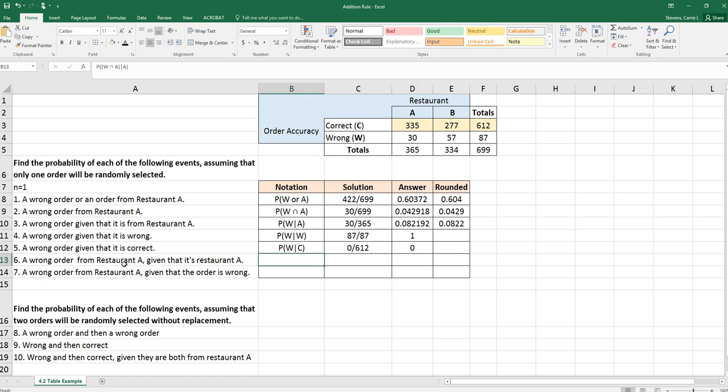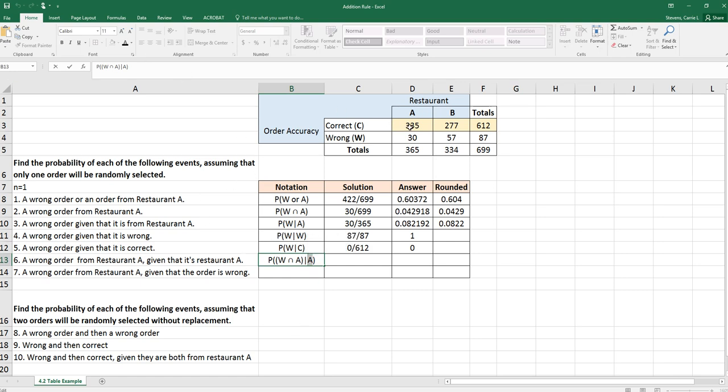Number 6, a wrong order from restaurant A given that it's restaurant A. Okay, so it's a wrong order from restaurant A. That's the first event, the compound event, that it is a wrong order that's from restaurant A. But also given under the assumption that it's from restaurant A. So this is actually redundant, but we're going to do it anyways. So I have the first event noted here, a wrong order in restaurant A, so there's an intersection there of the two events, and then also under the given assumption that it is restaurant A.